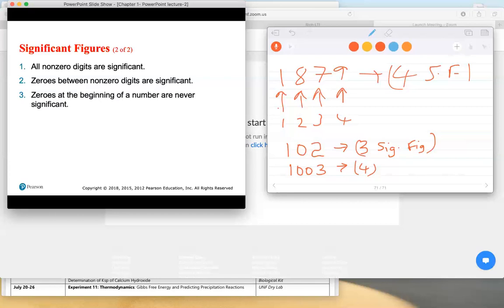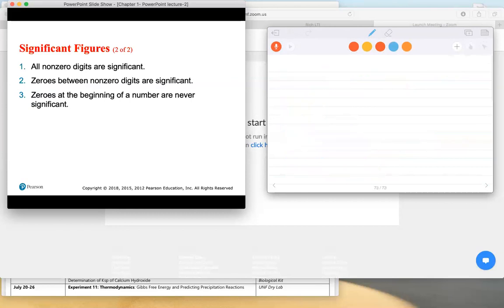Now, suppose we have what we call a leading zero. Suppose we have a number such as this, 0.0018. Zeros at the beginning of a number are just placeholders. They are never counted. So I cancel them, and this is how you start counting significant digits. I'm just going to start counting from here: 1, 2. This is 2 significant digits. All right, 2 significant digits.